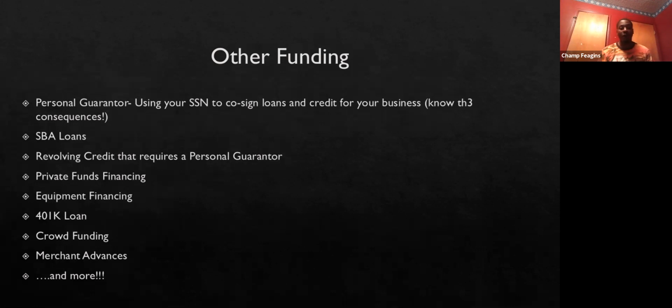Okay. Revolving credit that requires a personal guarantor. You can do that. You can be a personal guarantor for your business. Okay. Private funds financing, equipment financing, 401k loan. You can take a loan out from your 401k. Crowdfunding, merchant advances. My merchant company gave me a $300 advance, right? They'll do it too. Okay. And there are many more, y'all.